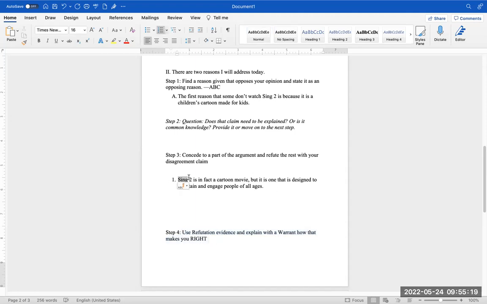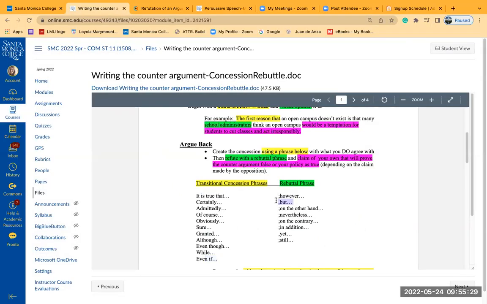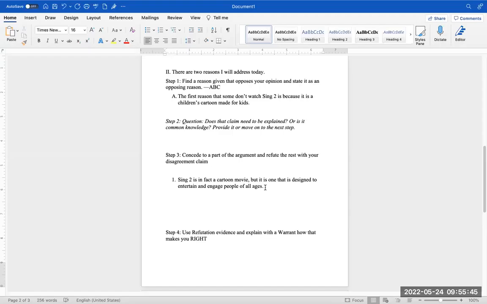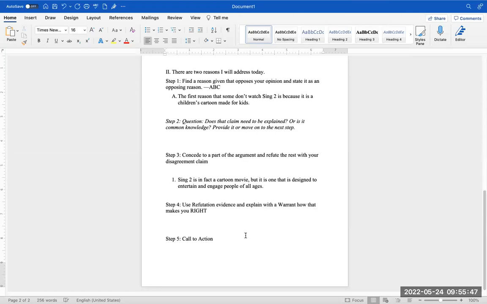so what you have done is you have conceded Sing 2 is a cartoon movie, and then you've allowed us to look at a very small refutation word, but, right? You could use something like however, on the other hand, unless, on the contrary, in addition, yet, still. Well, how will we say not more than the other or not better than the other in that way? And so what you'll want to do is allow for that.